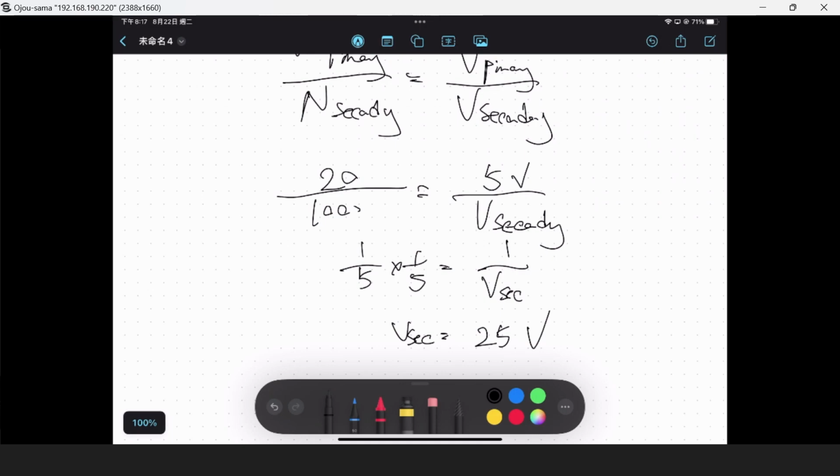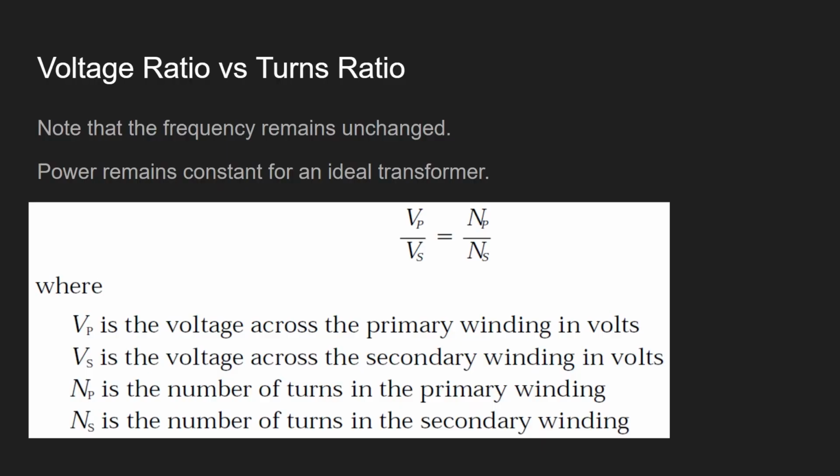If you have a coil where one side is 20 and on the output side is 100, 5 times the number of turns will result in a 5 times increase in the voltage. This is what this formula tells you.